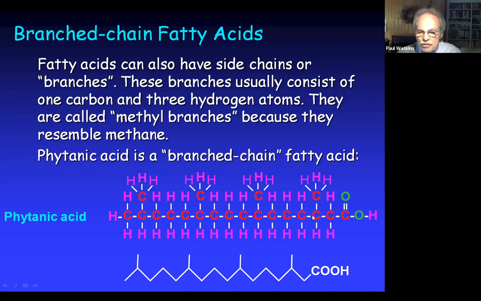Phytanic acid has four such methyl branches on the 3rd, 7th, 11th, and 15th carbon atom in the chain. So here's 16 carbon atoms in a row like palmitic acid had, but we have these four methyl branches. And that's what phytanic acid looks like. If you use the shorthand notation, we put the methyl branches like this, again on the 3rd, 7th, 11th, and 15th carbon atom. So this is phytanic acid.